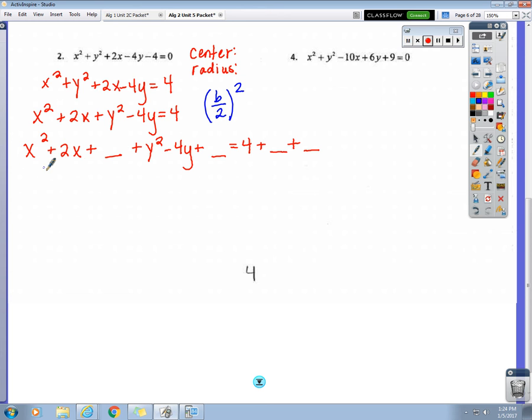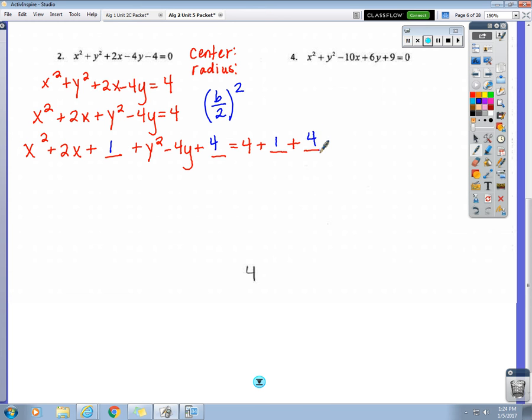So, for the x's, what is their b value? 2. Because remember, all quadratics are in the form ax squared plus bx plus c. So the b is 2. If you take 2 and divide it by 2, you get a 1. And when you square a 1, you get a 1. So since we add 1 over here, we add 1 over here. Now let's do the y's. What is the b of the y's? Negative 4. So negative 4 divided by 2 is negative 2, and negative 2 squared is positive 4.